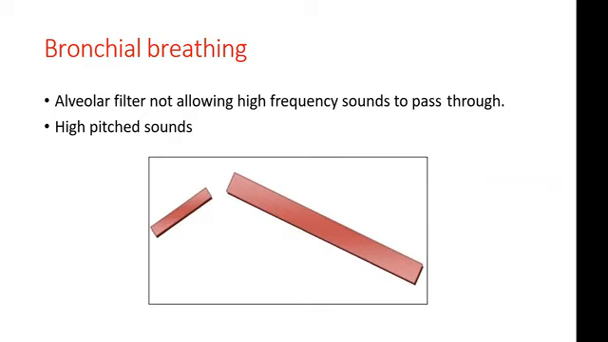So now you begin to hear the higher frequency, higher-pitched sounds, because the alveolar filter is not working. So anything in the alveoli, consolidation, blood or whatever, fibrosis destroying the alveoli, you're losing that alveolar filter. And now you're hearing harsher breath sounds like you would hear over the trachea. It's not filtering off these high-pitched, harsh sounds that it usually does. So therefore, you would begin to hear bronchial breathing.